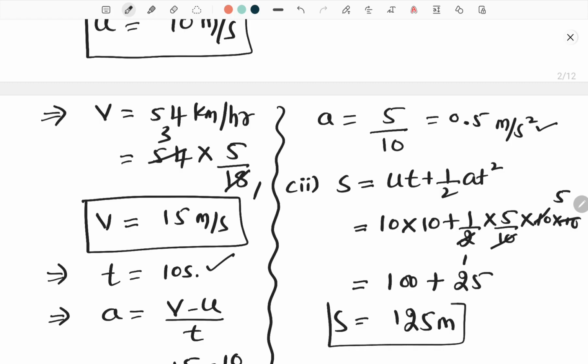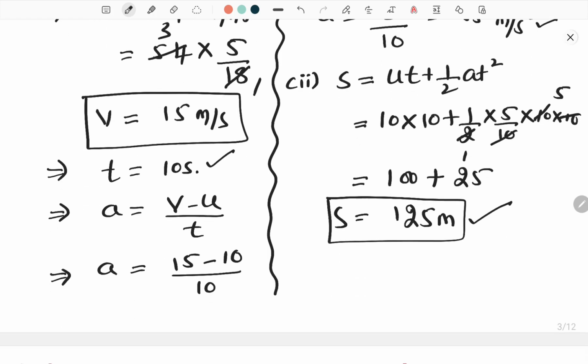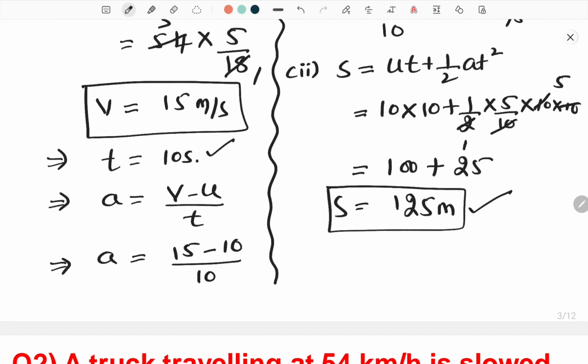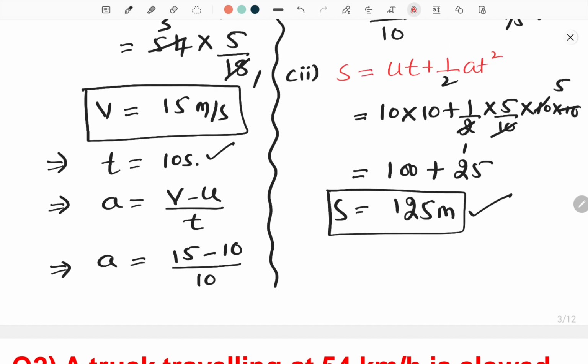The displacement is going to be 125 meter. If you are not comfortable using s = ut + half at square, you can alternatively use the formula 2as = v square minus u square. 2 is known, a is known, only the displacement you want. v is also known, u is also known.